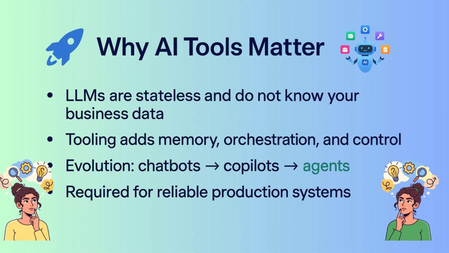Out of the box, LLMs are powerful, but they are also extremely limited. They are stateless, they don't remember past conversations, they don't know your databases, APIs or business rules. This is why demos look amazing and then fall apart in production. Tooling adds three critical things: memory, orchestration and control. That's how we evolved from simple chatbots to copilots and now to AI agents. Without tools, AI stays a demo. With tools, AI becomes software.